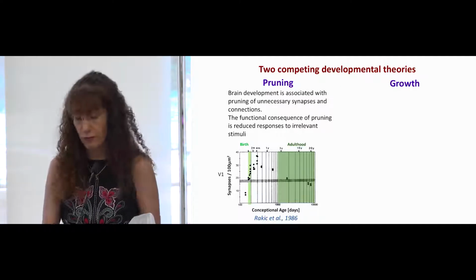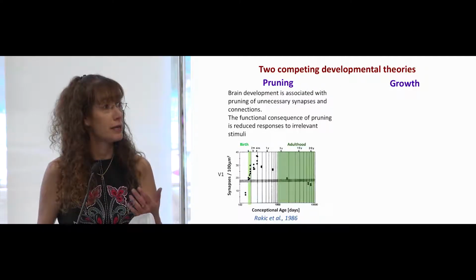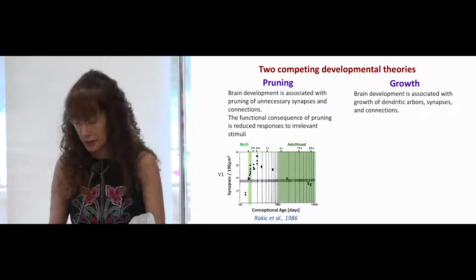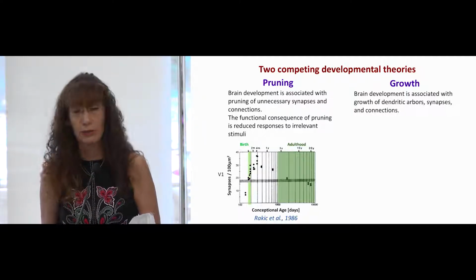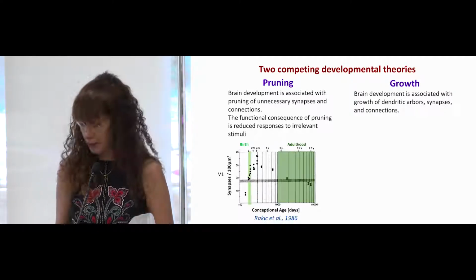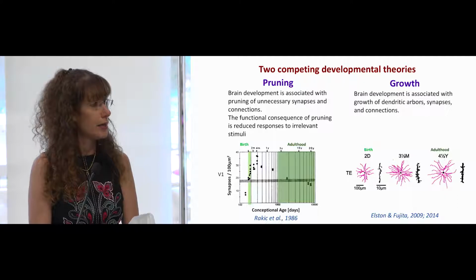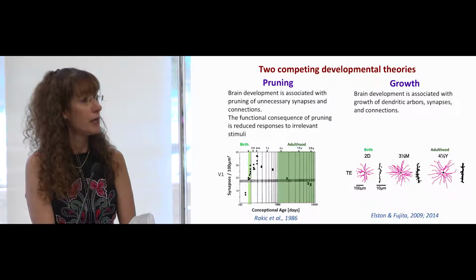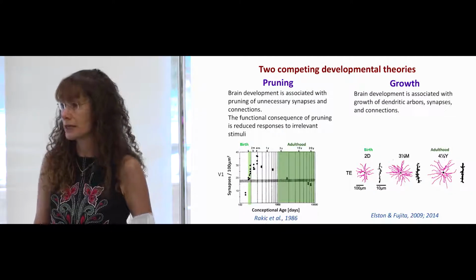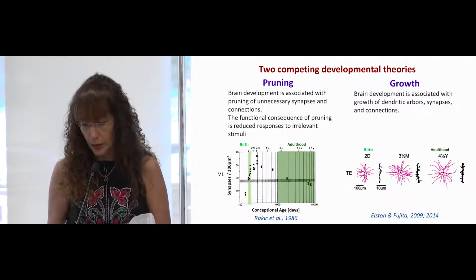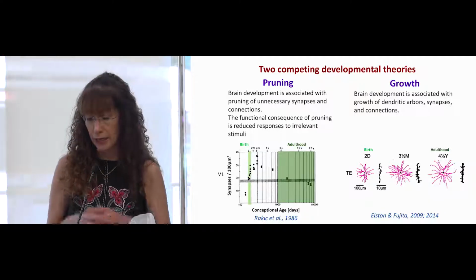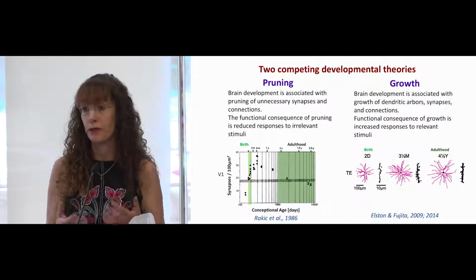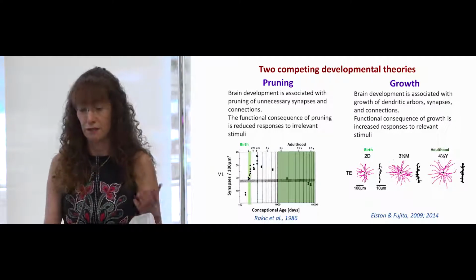A competing hypothesis of brain development is that of growth. This idea is that development is associated actually with increases in the sizes of dendritic arbors, synapses, and connections. This is also based on neuroanatomical data, but from a different part of cortex, IT cortex, that Marge described previously. This is data from a more recent study by Elston and Fujita, and they recorded the sizes of dendritic arbors in area TE, which is in the anterior portion of IT, and both the dendritic arbors and the number of synapses increased significantly with development. The idea is that this increase in arborization increases pooling, and the functional consequence of that might be increased responses to the relevant stimuli, for example, increased responses to faces in a face-selective patch.